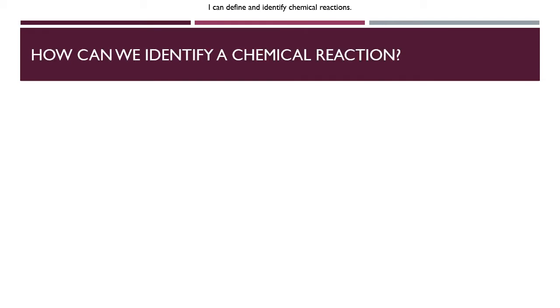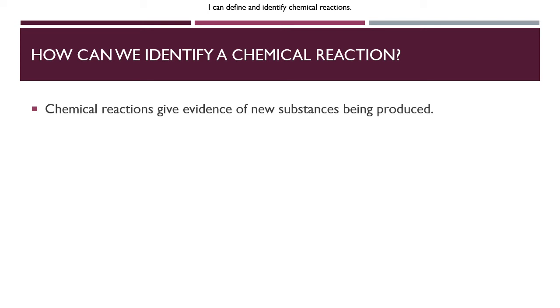So the question now is, how can we identify that a chemical reaction has taken place? And this is what we focused on with those demonstrations in class. So chemical reactions, they give evidence of a new substance being produced. Sometimes it's obvious, sometimes it's pretty subtle. So we need to make sure we're familiar with some different ideas.